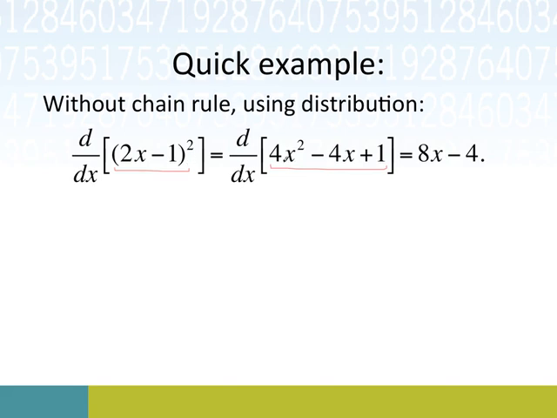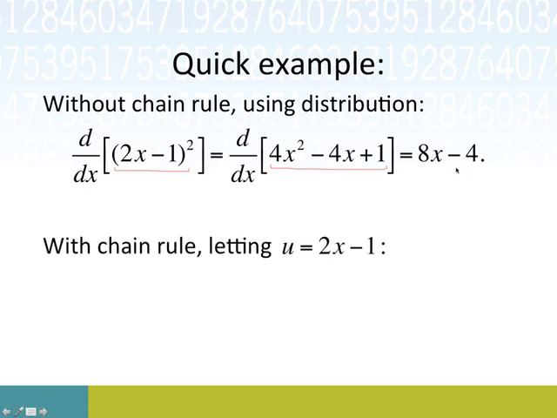Now, there's nothing fancy we need here. We can do this just directly from power rule. So the 2 comes down to give us 8x, derivative of negative 4x is negative 4, and derivative of 1 is 0. So now what we have is an answer to compare to when we try this using chain rule. We should get an answer of 8x minus 4 through this other strategy.